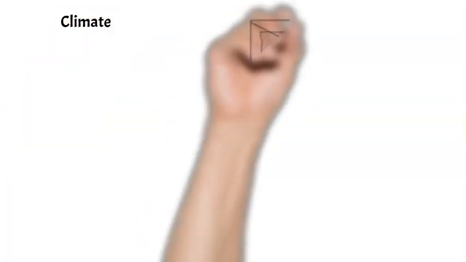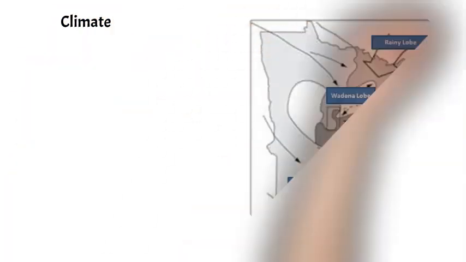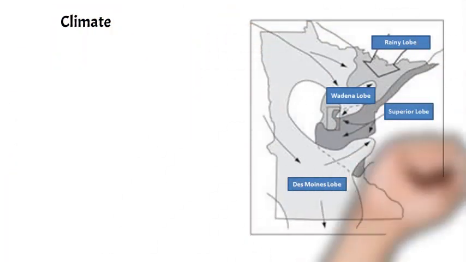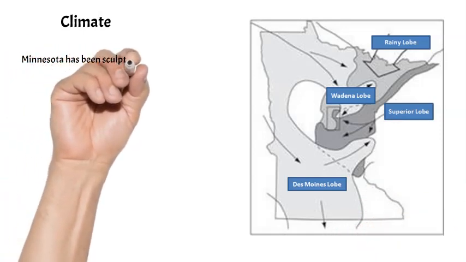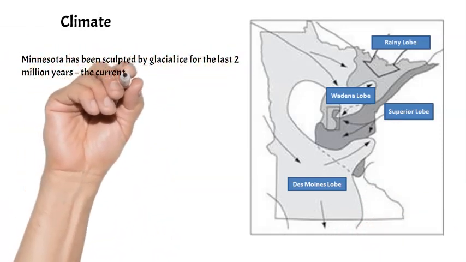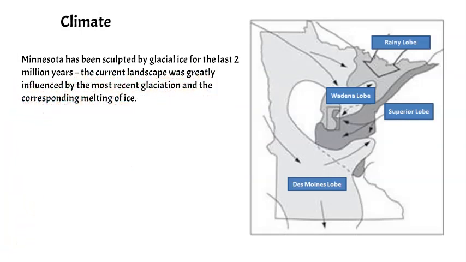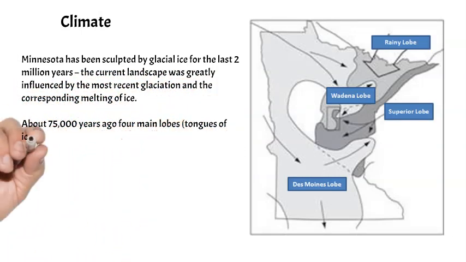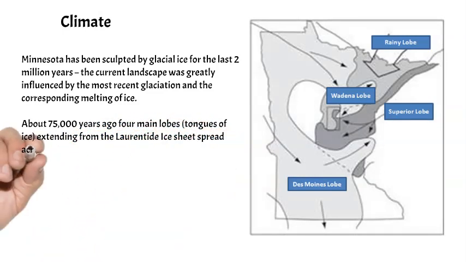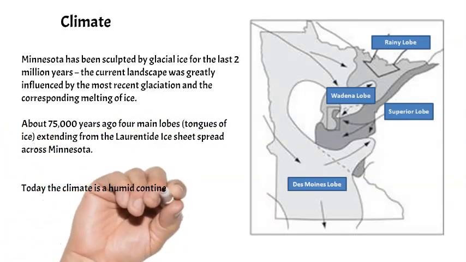The climate. Of course, this was covered by an ice sheet, so it meant that there was a very vast, thick, cold climate, and that lasted for 2 million years. And it led to the development of 4 main lobes. These are tongues of ice that stick out.